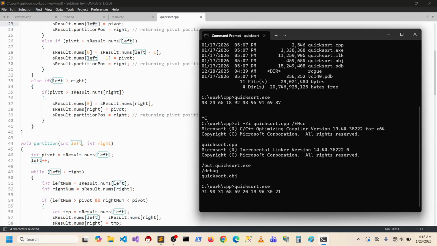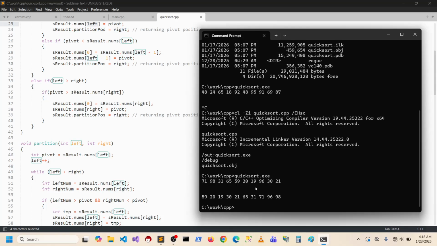Okay, so that's it. 71 is going to be the pivot. It's waiting for us to hit a button or key. So let's see, 31, 69, 59. All but two numbers, the 96 and 98, are going to be on the left of 71. I don't see any duplicates for the pivot. So let's see if it actually does anything. So it did the pivot here. It partitioned correctly, but it's not sorted.